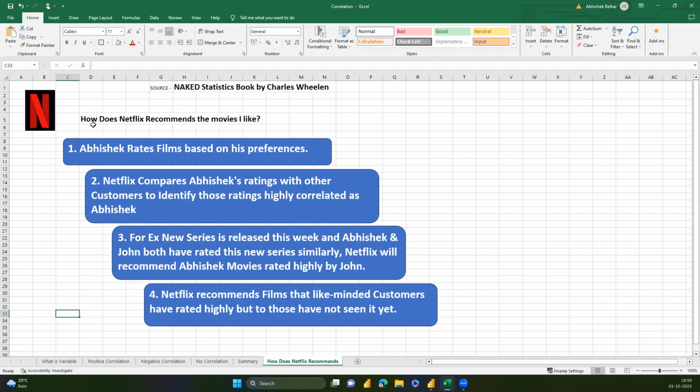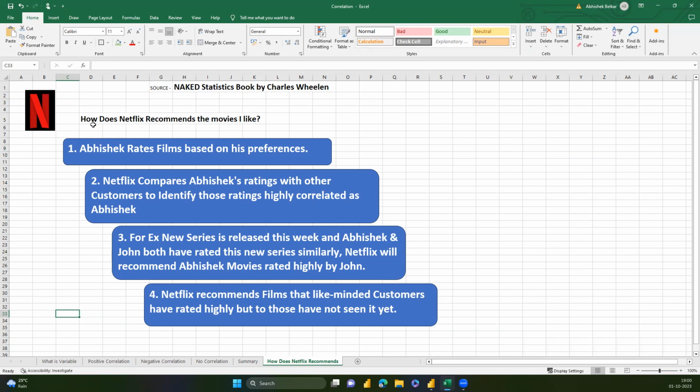So I have 5 or 6 movies that I have watched. There is another user who has also watched, and we both have rated those 5, 6 movies in similar fashion. Then I'm likely to get a recommendation for the movies that I haven't watched, but the other users have rated highly. So that's how recommendation works.